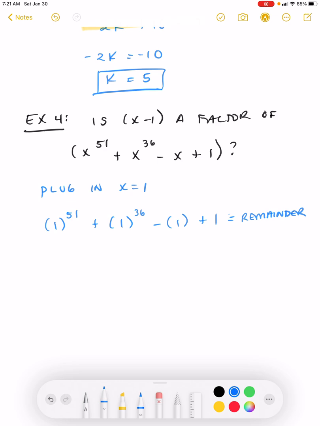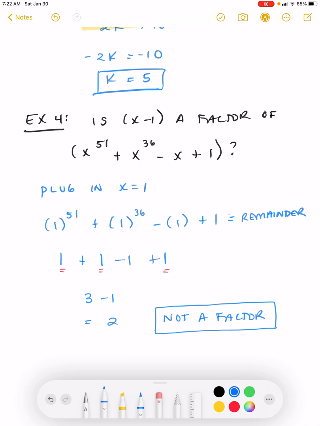Well, 1 to the 51st power is 1. 1 to the 36th is 1, minus 1 plus 1. Let's add up all our 1s. We basically have 1 plus 1 plus 1, which is 3, minus 1. The result is 2. If you divide and get a remainder of 2, then that means it's not a factor. That's what we're going to use this for down the road: what we need to know is whether we're dividing by a factor, yes or no, and we can quickly do that by plugging it in and seeing what the remainder is.